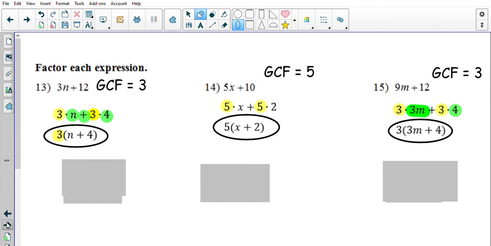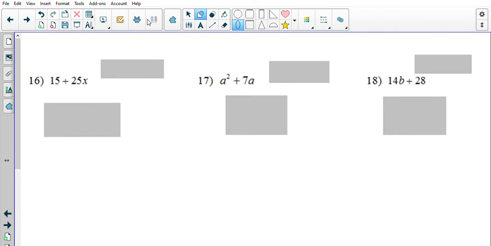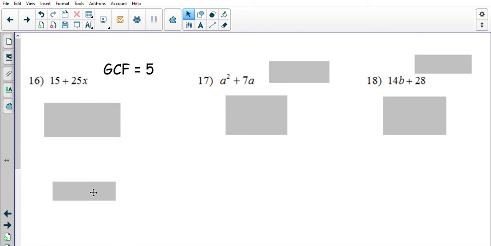All right, moving right along. Number 16, 15 plus 25x. The difference here is that you have your constant first and then your term with variable second, but we treat it the same. GCF is 5. We'll rewrite this as 5 times 3 for 15 and 5 times 5x for 25x.